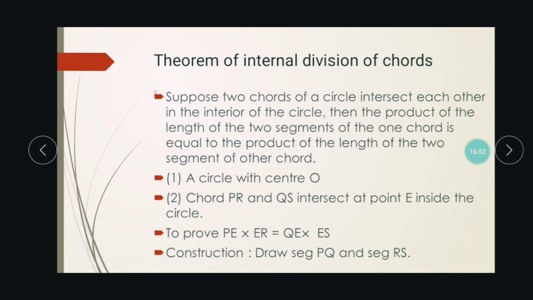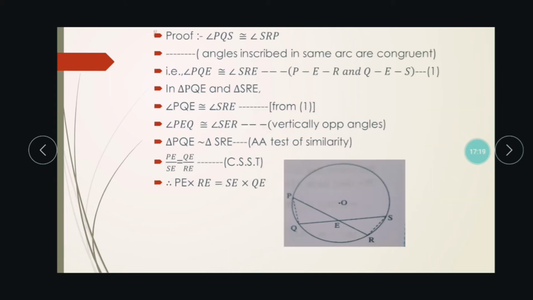Next part, that is the theorem of internal division of the chords. Now the statement I'll read, then we'll go to the next slide. Suppose two chords of the circle intersect each other in the interior of the circle, then the product of the lengths of the two segments of one chord is equal to the product of the lengths of the two segments of the other chord.